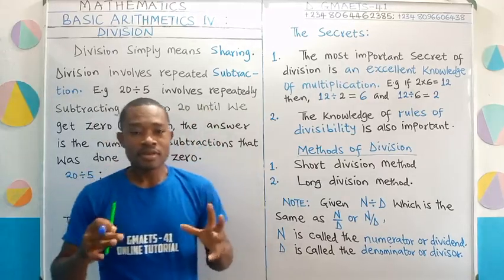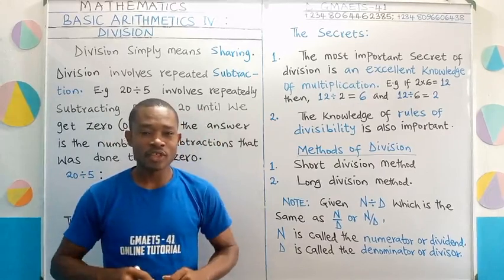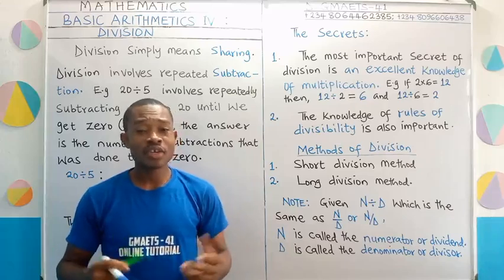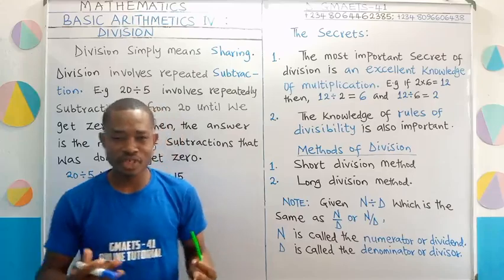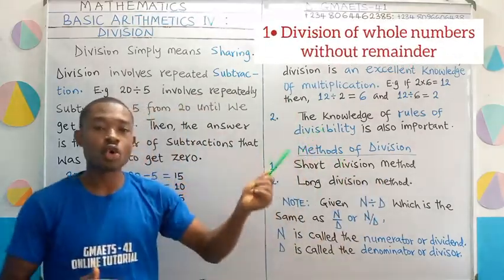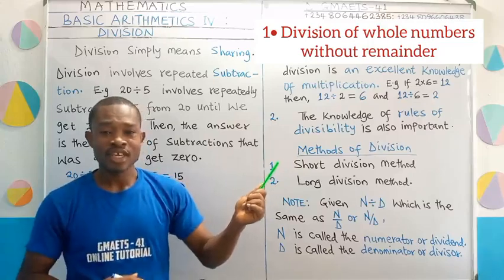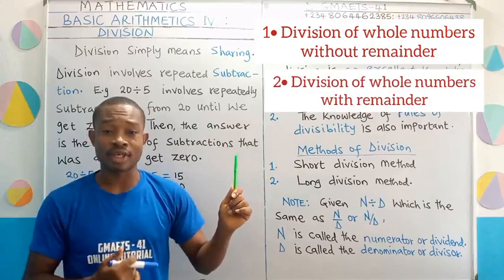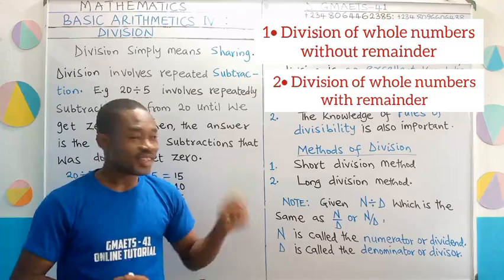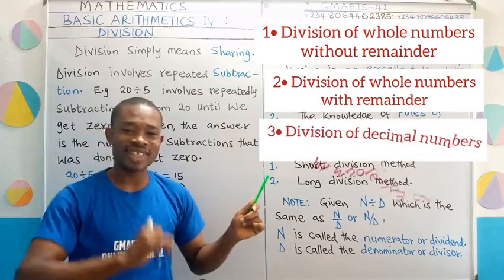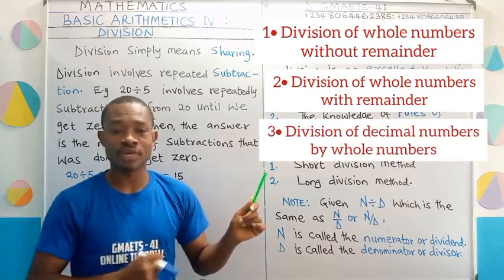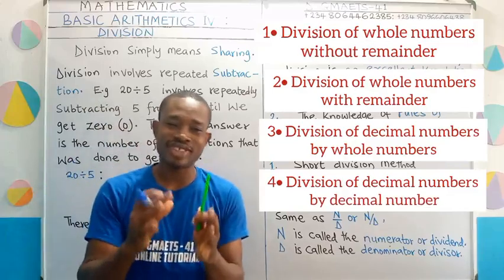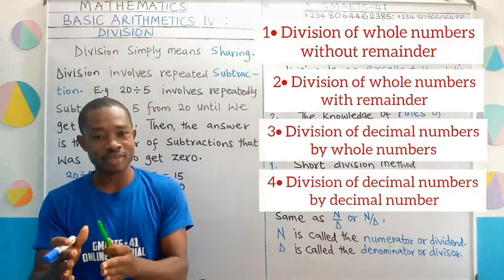This basic arithmetic part 4 is going to be divided into 5 parts. So I'll be teaching you the 5 parts one at a time. We will start with the first part, where I will teach you division of whole numbers by another whole number without remainder. In the second section, I'll be teaching you division of whole numbers by another whole number with remainder. In the third section, I'll be teaching you division of decimal numbers by a whole number. And of course, in the fourth section, I'll be teaching you division of decimal numbers by another decimal number.